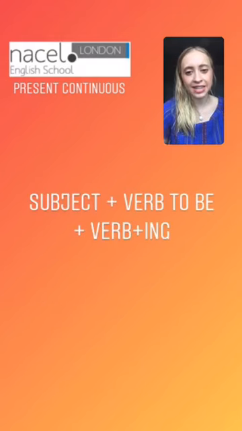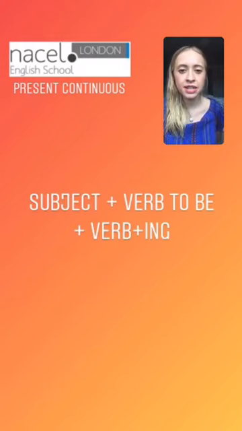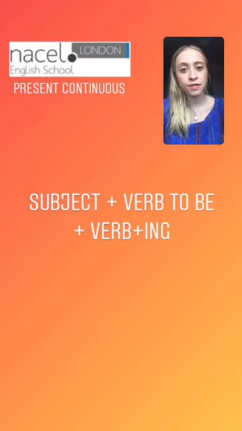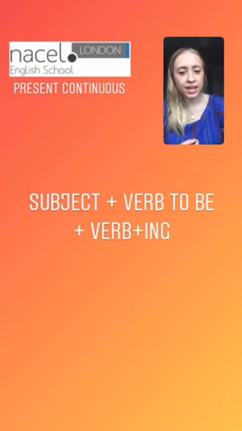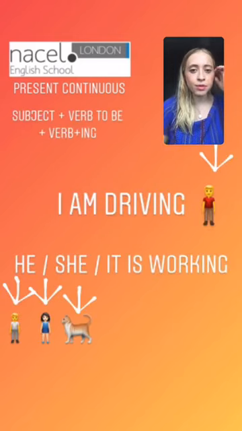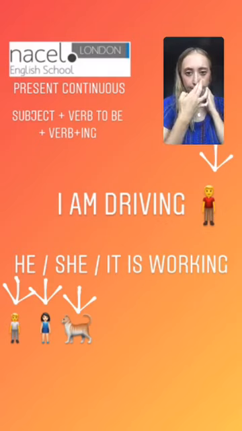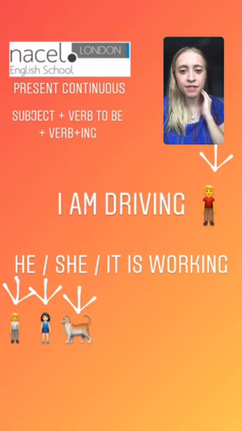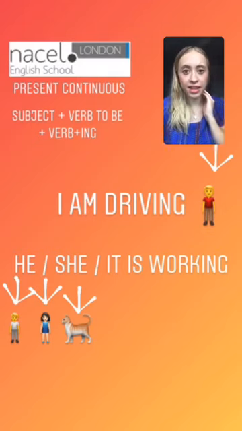How do we write this? You need your subject plus the verb to be plus a verb ending in ing. Subject plus verb to be plus verb with ing. We're going to have a look at some examples of these. So for example, you have I am driving. I am driving. Subject, verb to be, verb with ing.